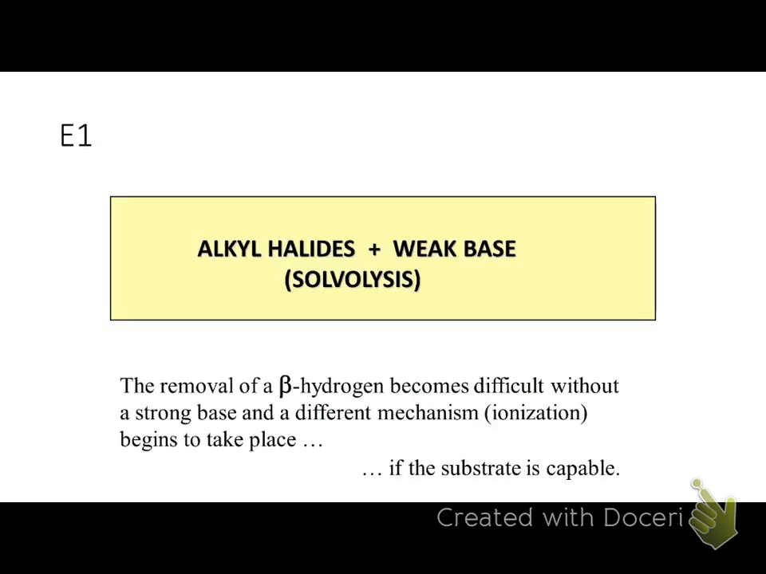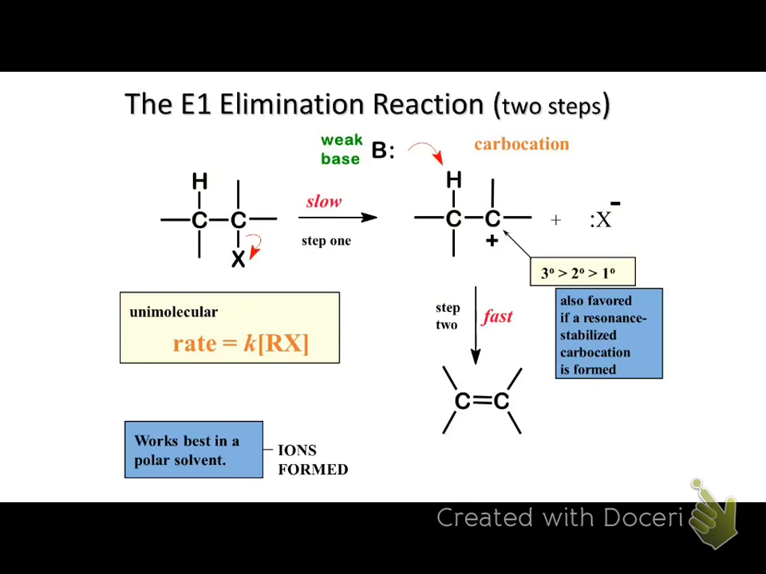Okay, so alkyl halides with a weak base. The beta hydrogen removal is harder. And so what happens is you get different mechanisms. It's called an E1 mechanism. Okay. There's not much to say about an E1 mechanism other than it's just like the SN1 mechanism. The slow step is the carbocation forming, and then the second step is the elimination.